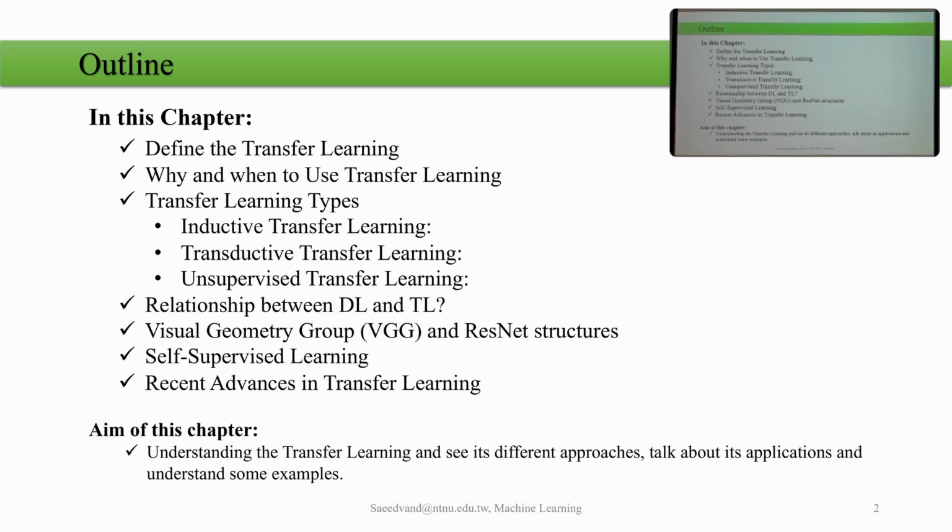I will quickly introduce the VGG and ResNet structures, because we need to know at least some well-known deep neural network structures so that we understand what it means when we say we want to load the weights of the network and retrain from a certain point, continuing the training from there. Then I introduce self-supervised learning, its definition and when we can use it. And finally, we talk about recent advances of transfer learning.